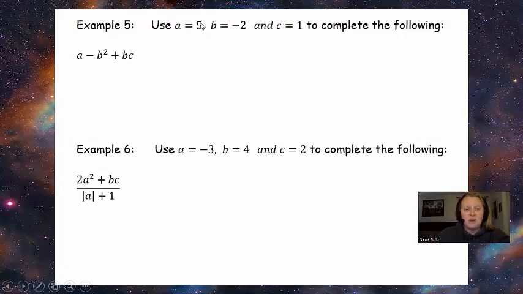So in my next video, we'll go ahead and do some PEMDAS still, some absolute value still, but we're going to this time use letters and be putting stuff in for the letters.